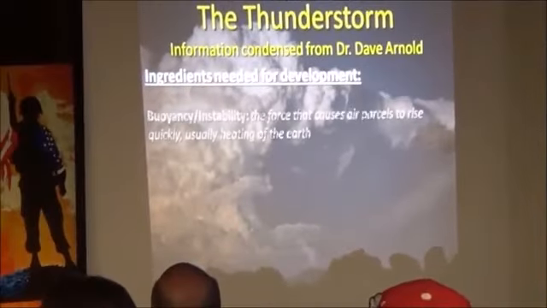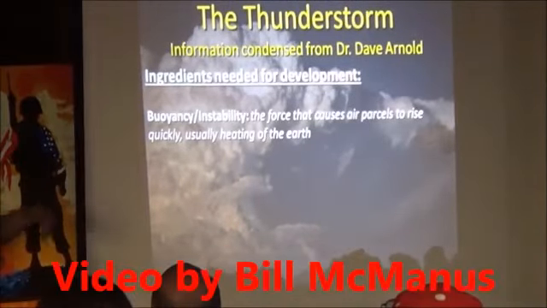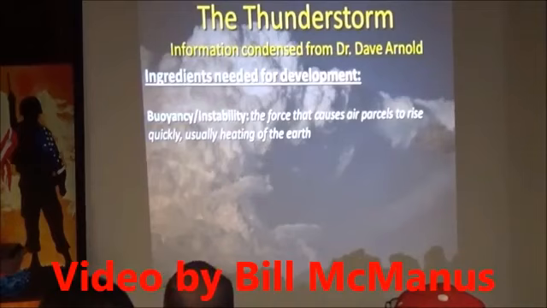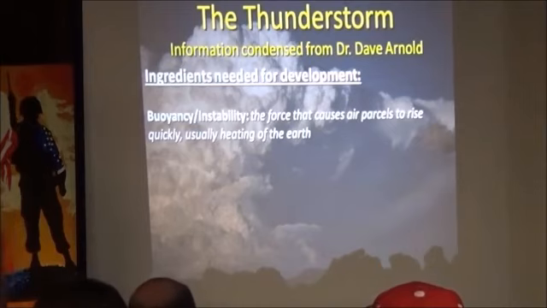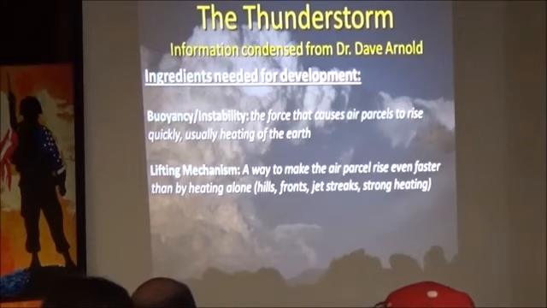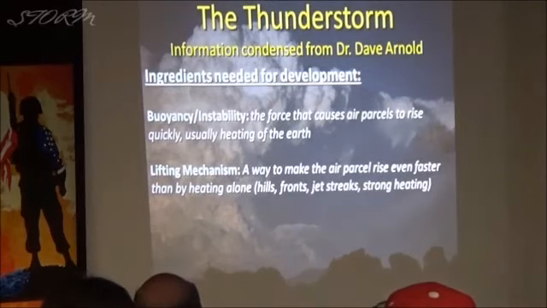Thunderstorm ingredients: some ingredients needed for a storm are buoyancy and instability, which is the force that causes the air to quickly rise, usually from the heating of the earth. Okay? That's one of the things we need, warm, moist air rising to produce storms. You also need a lifting mechanism, which is a way to make the air parcel rise even faster.